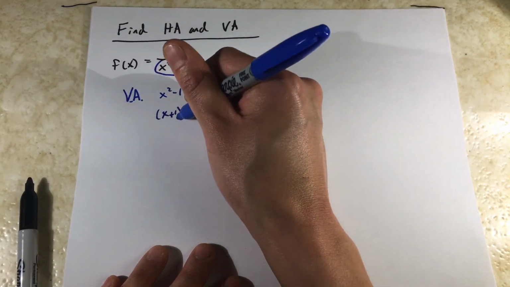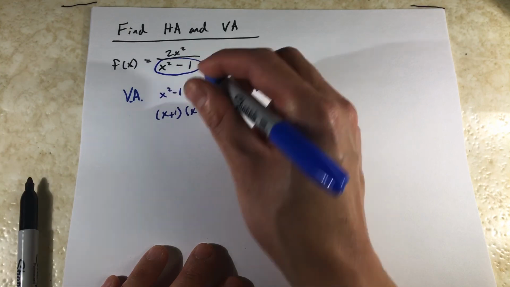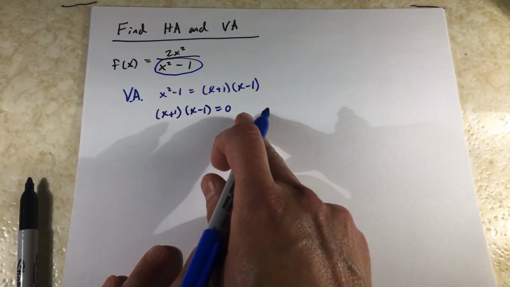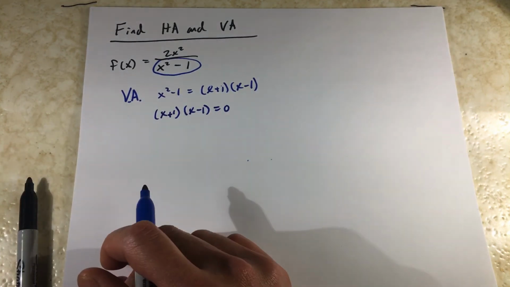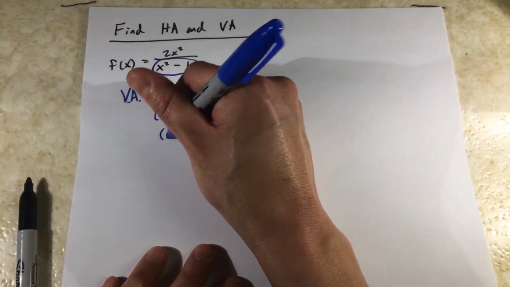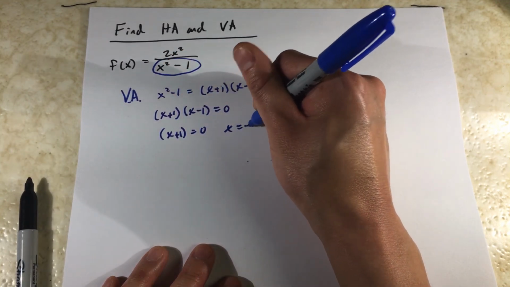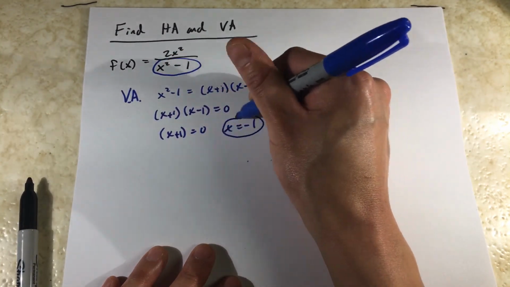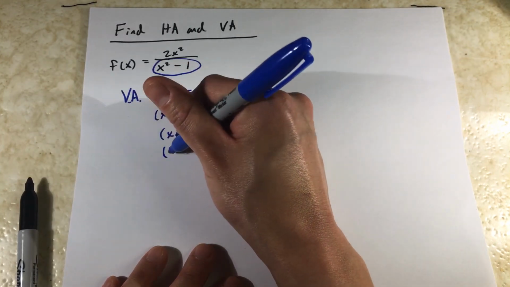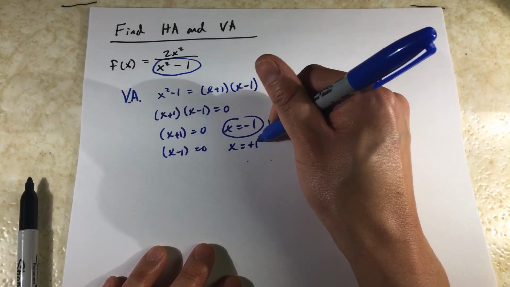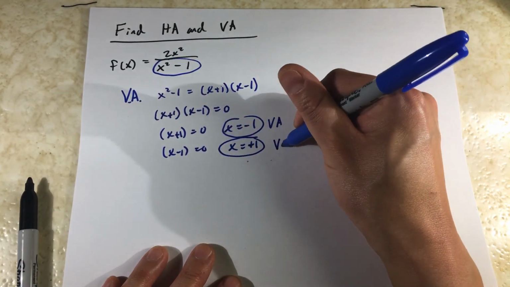So what that means is either this term is 0 or this term is 0. One of these has to be 0, because when you multiply two numbers, the only way you can get 0 is if one of those two is 0. So anything times 0 is 0. So x plus 1 equals 0, which means x equals minus 1 is a vertical asymptote. And x minus 1 equals 0, which means x equals positive 1 is also a vertical asymptote.